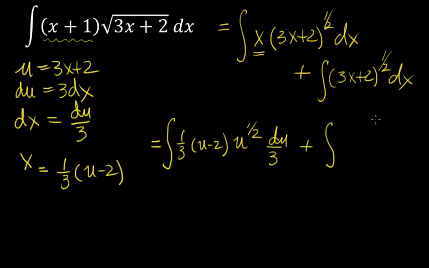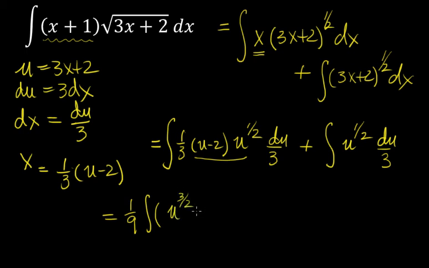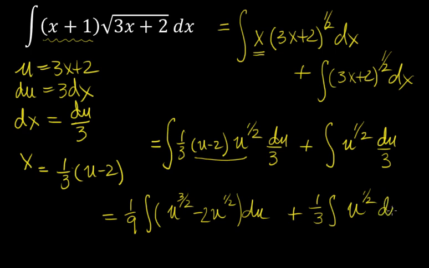The first one is like we did in the first lecture, but I'll just substitute in the same way we're doing here. u to the 1/2 dx is du over 3. So the first one becomes 1/9 times the integral of, and I'll multiply this out right here, u to the 3/2 minus 2u to the 1/2 du, plus, and I'll pull the 1/3 out, and I just have the integral of u to the 1/2 du.